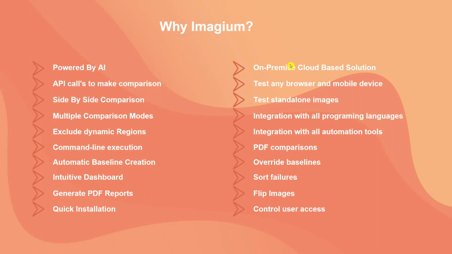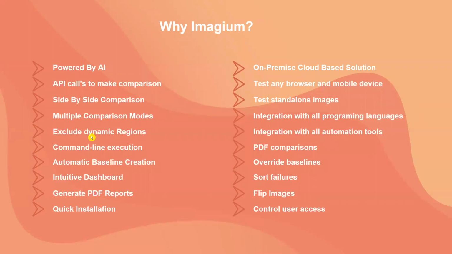You have multiple modes. Just in case you don't want AI-based comparison, you can also have pixel-based comparison, so it covers both. There is also the capability to exclude dynamic regions. There can be various dynamic regions in any application, like time, counter, ads, or some floating banners, which keep on changing. They will make your test case fail, so you could simply exclude those dynamic regions from the UI.